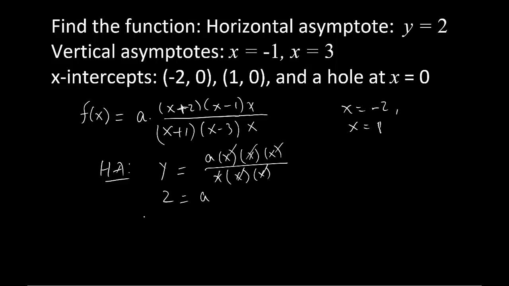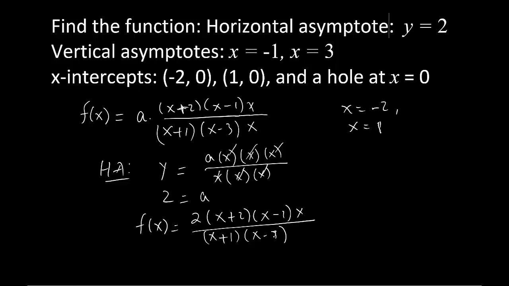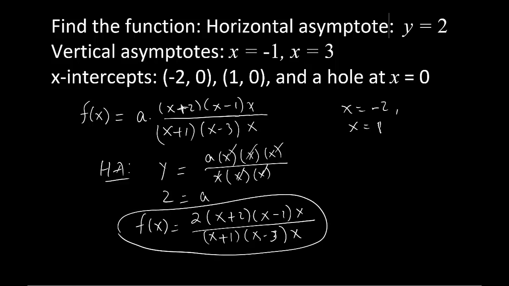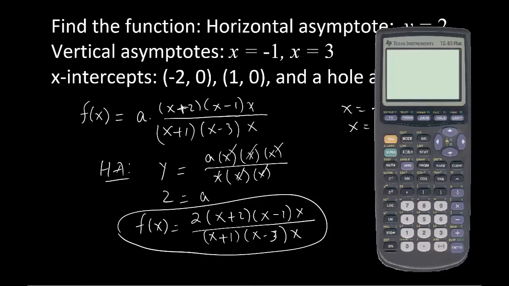We got our function. When we have f of x, my a is 2, so I can write 2, x plus 2, x minus 1 times x. You can put this x in front. And then we have x plus 1, x minus 3, and then x. So this is actually the function we are looking for. Don't cancel your x. Because if you cancel your x, then in the graph you will not see the hole at x equals 0. So let us look at the graph in the calculator.